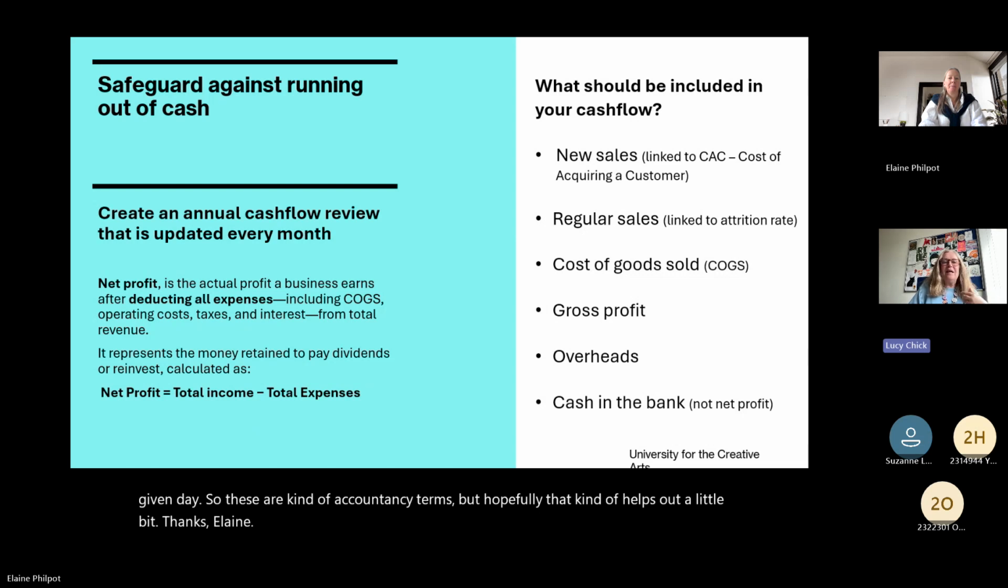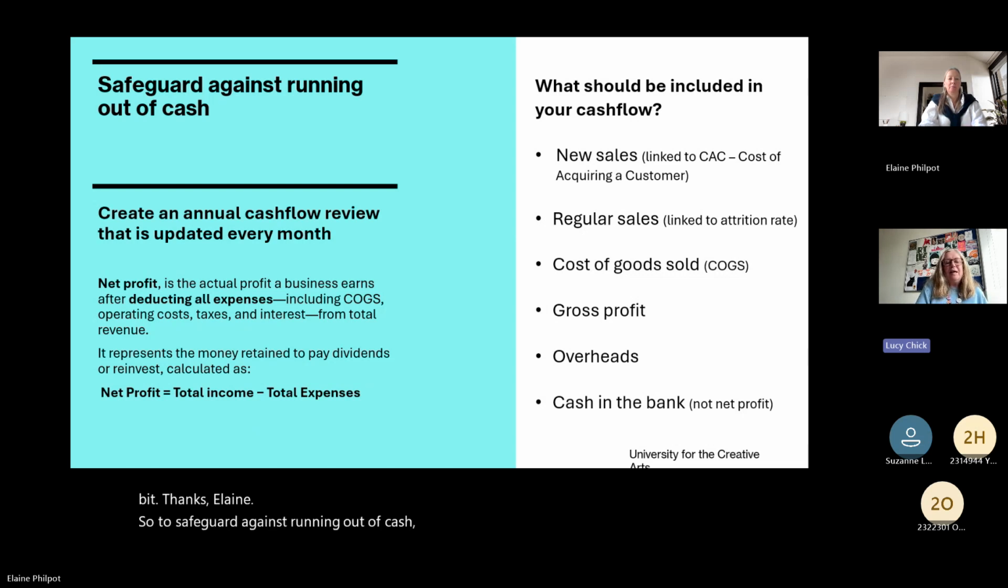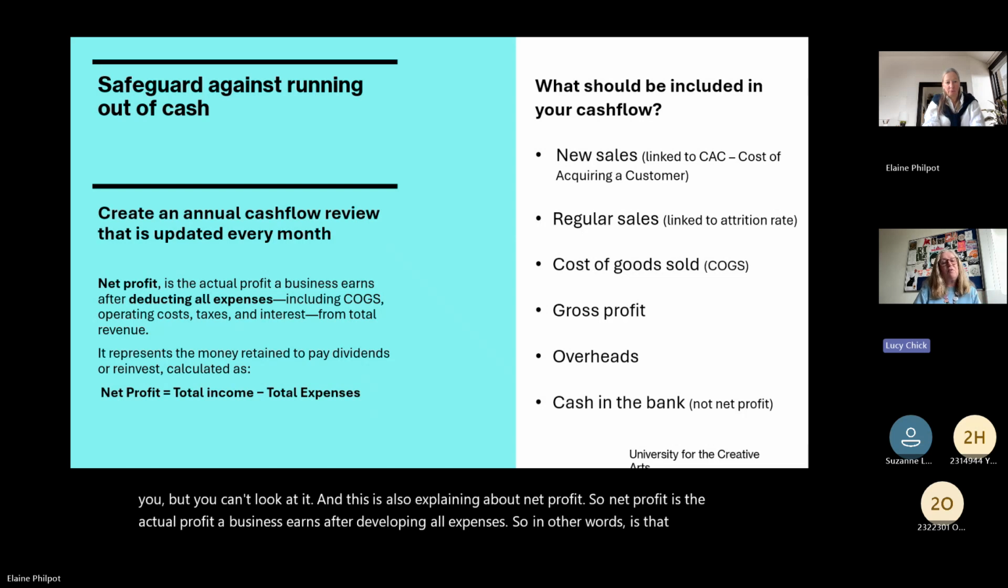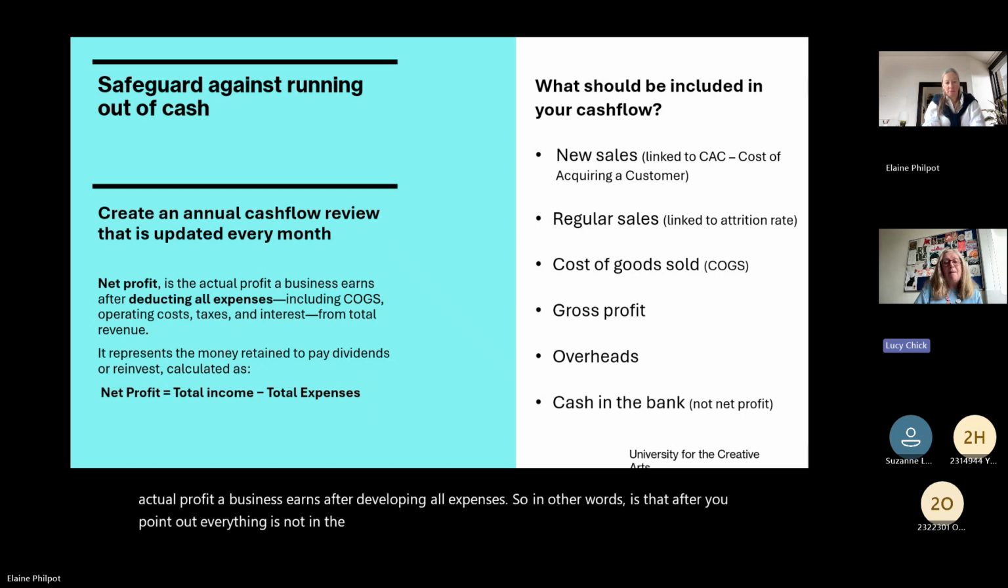So to safeguard against running out of cash, it's really useful to create an annual cash flow review that you look at every year. And this is also explaining net profit. Net profit is the actual profit a business earns after deducting all expenses. So in other words, this is after you've paid out everything else, you've got net profit. So net profit equals your total income minus your total expenses.